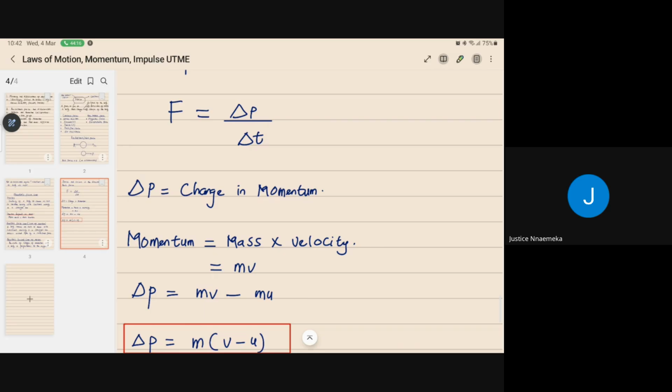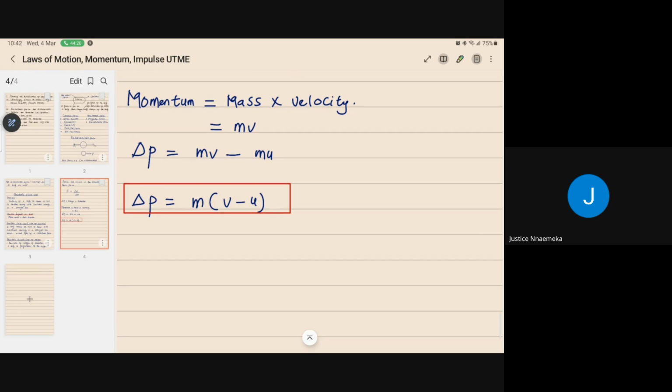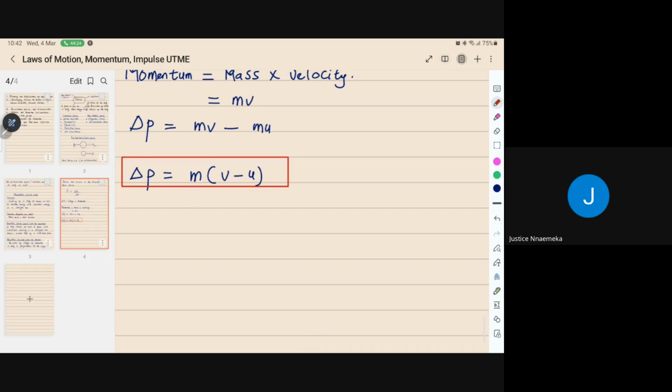So you have force equals change in P all over time. Benita and Good are giving me thumbs up. Now we have that F is equal to, so let's plug in the value of my change in P. That is M open bracket V minus U, close it, divided by your T.